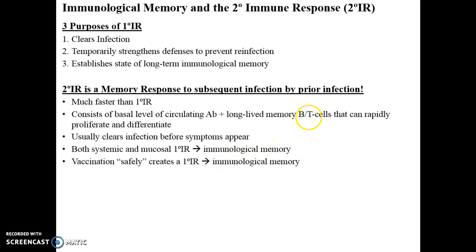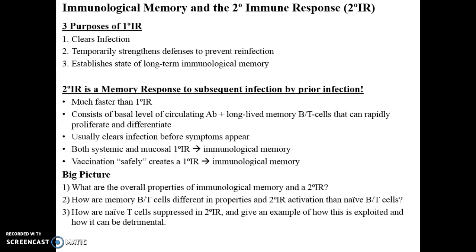All right, both systemic and mucosal primary immune responses yield immunological memory, and vaccination safely creates a primary immune response to give that immunological memory. So up here, the prior infection or exposure. The vaccine isn't always an infection, even though you can have an attenuated virus, but it's going to be an exposure, and that exposure creates that primary immune response.